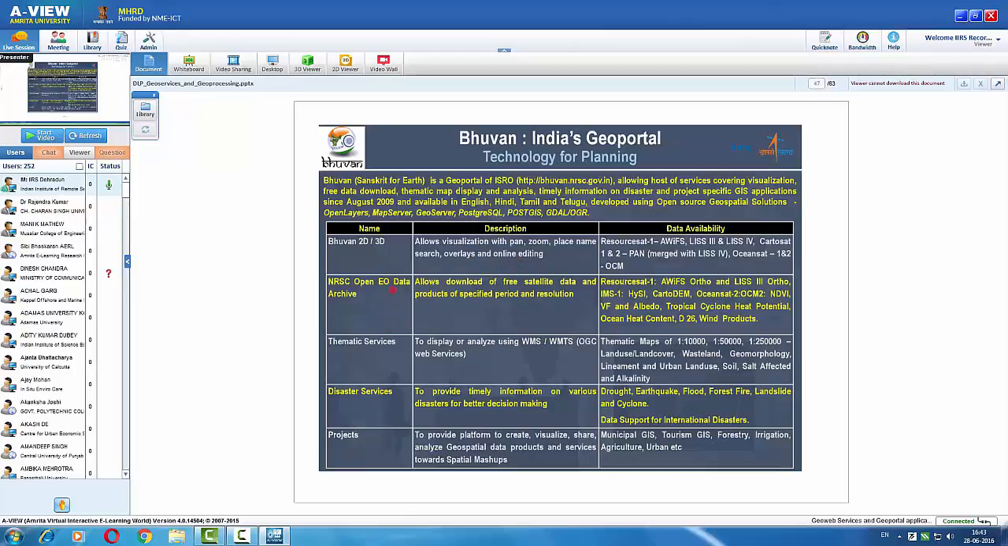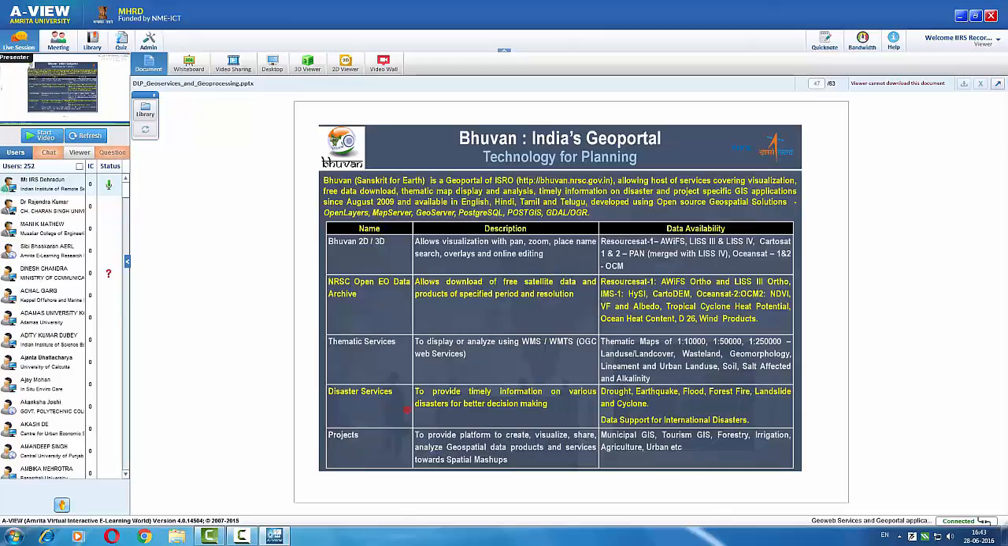Then we have also the open EO data archive. As I told you, these data sets are available, and after some time the products are available for free download. Then there are also many thematic services. That means the research carried out by ISRO and allied departments which are jointly working with ISRO, we are using this data and sharing this information through web services.